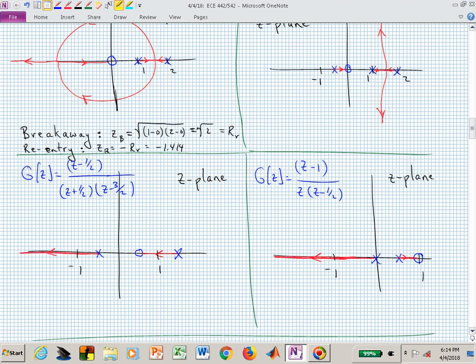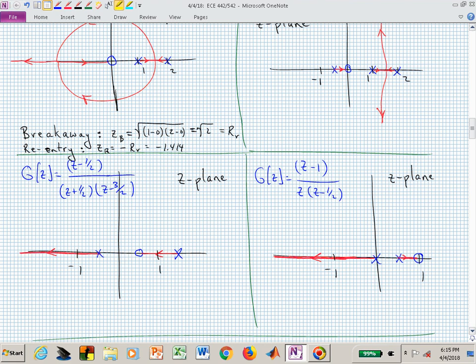Not all 4 are on the root locus, are they? And did I draw this right? If I stand at 1, how many poles and zeros are to my right? 1, and that 1 is odd, so I know that that particular line segment belongs to the root locus.